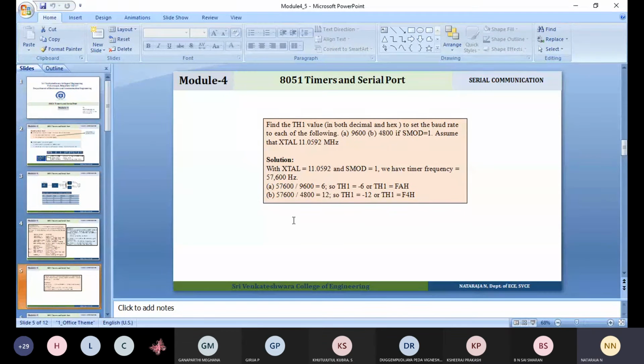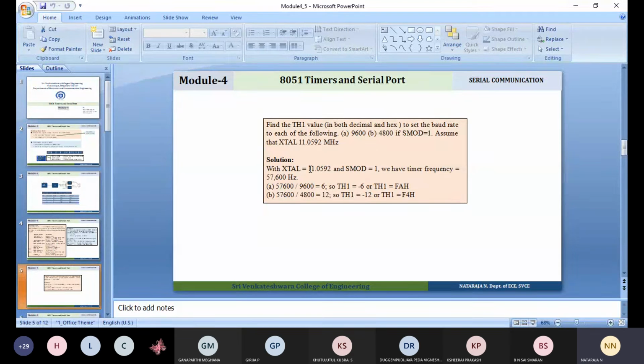Try this. Find the TH1 value in both decimal and hexa to set the baud rate to each of the following. First one will be 9600. Second one will be 4800. If SMOD is equal to 1, assume the crystal frequency will be 11.0592. So far we were finding the baud rate. Here they have given the baud rate, and you have to find the TH1.